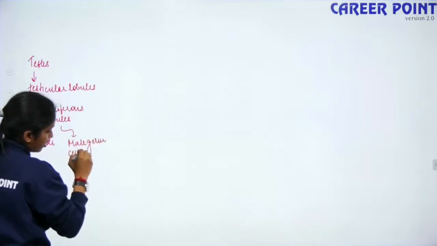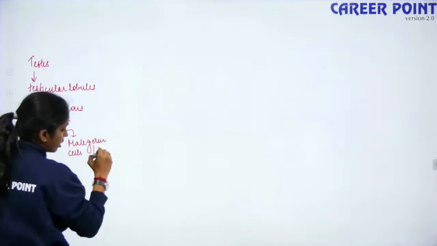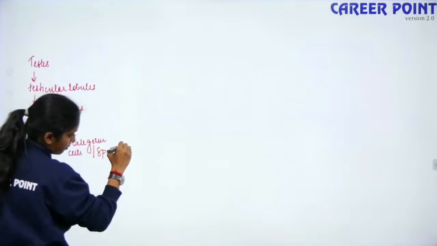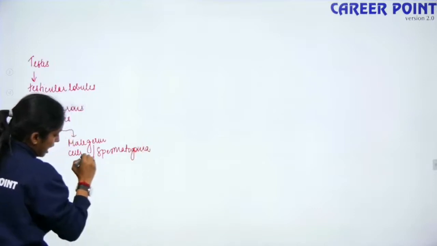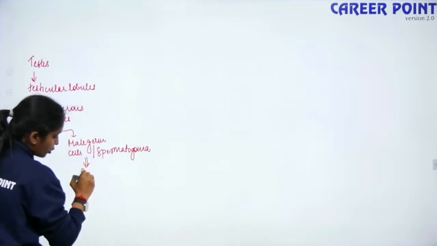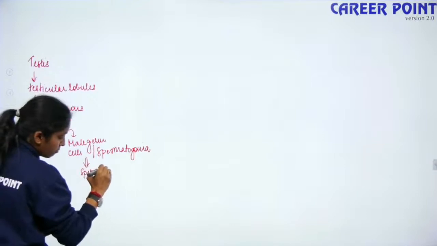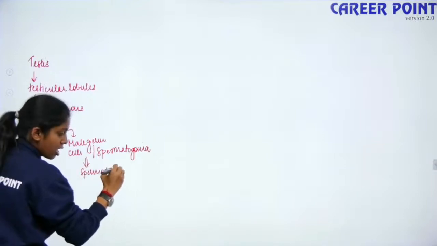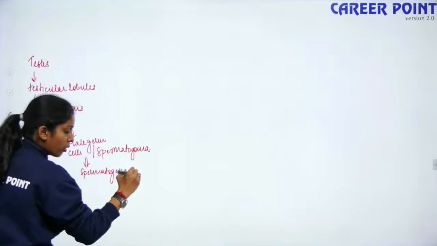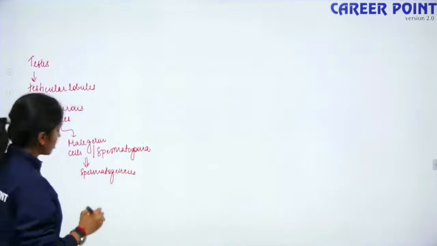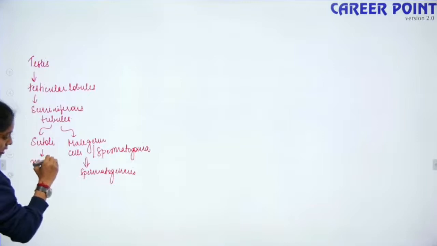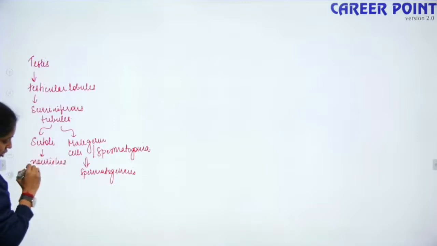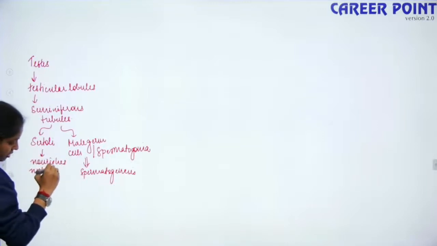So these male germ cells are also known as spermatogonia, and they are the ones who are going to produce sperms by the process of spermatogenesis, meaning these are the cells who are going to undergo spermatogenesis. Alright, so Sertoli cells nourish your spermatic cells, nourish the male germ cells.